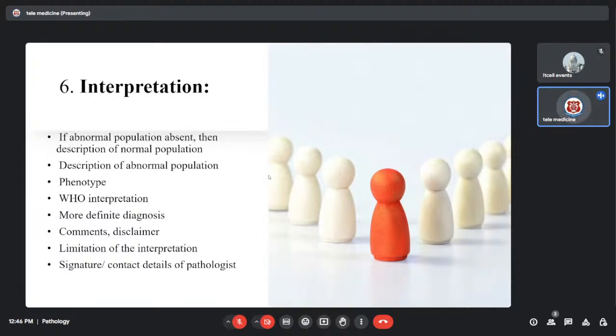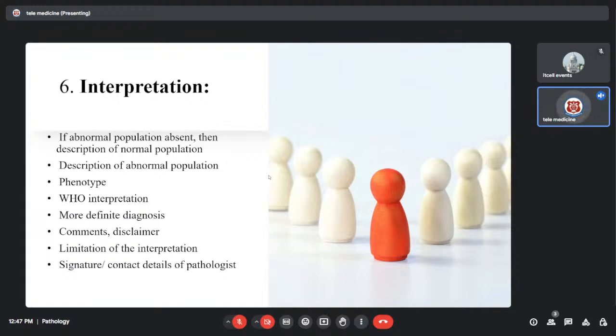Then comes the interpretation part. If there is no abnormal population, you will describe the normal population. Okay. And if there is an abnormal population, you will describe the abnormal population. What is the phenotype? What is the WHO interpretation? Okay. And a more definite diagnosis according to those interpretations.